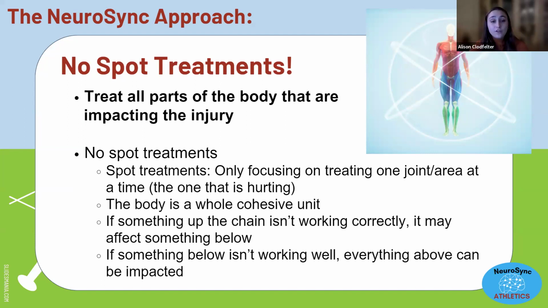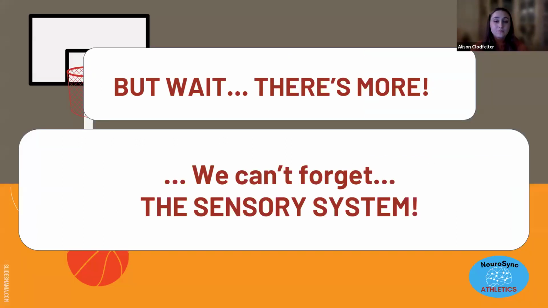Our body works as one whole cohesive unit. And if something up the chain isn't working correctly, it may affect something below. And if something below isn't working well, everything above can be impacted as well. The truth is, our glutes and our core help to stabilize our knee joint, like we said, but having strong ankles, so below the knee, also helps stabilize the knee, the hip, and everything up the chain. So not treating our body like it's one connected system is surely not going to lead to success and recovery, because the body will still be unbalanced.